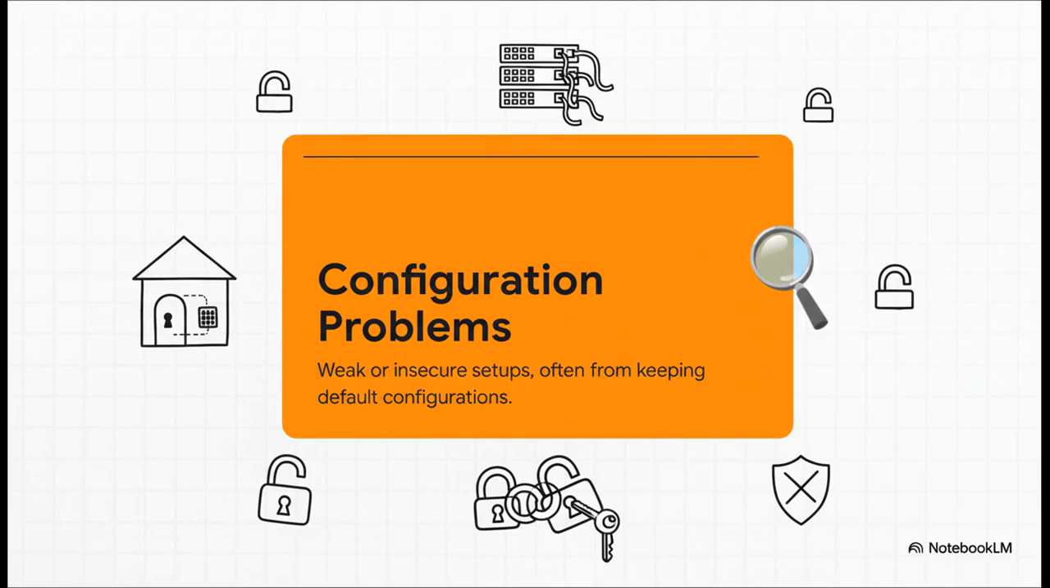And then you've got configuration problems. This is when the software itself might be perfect, but it's just been set up incorrectly. The classic example is just leaving weak default settings turned on. It's basically like buying a multi-million-dollar home security system, but you never bother to change the default password from 1234.